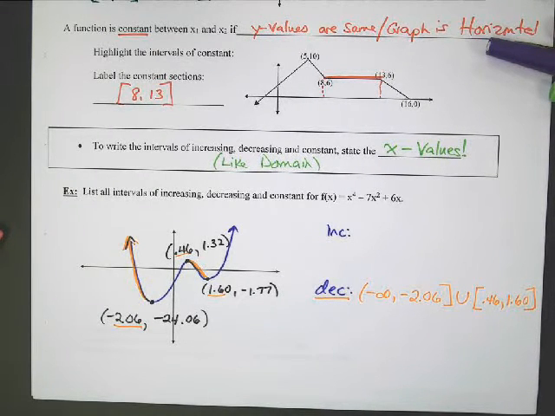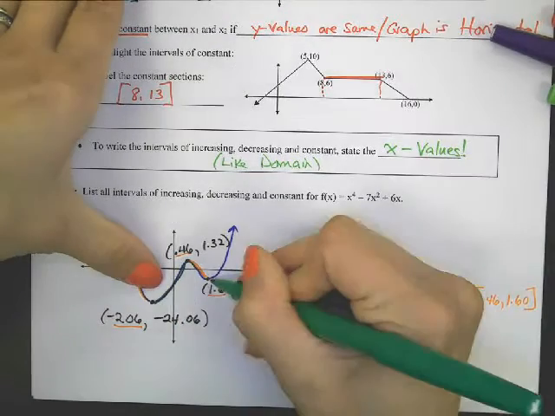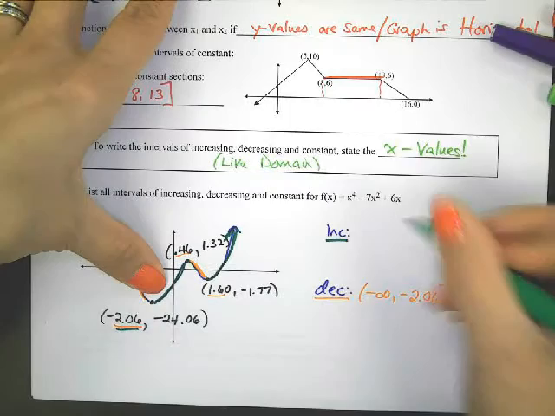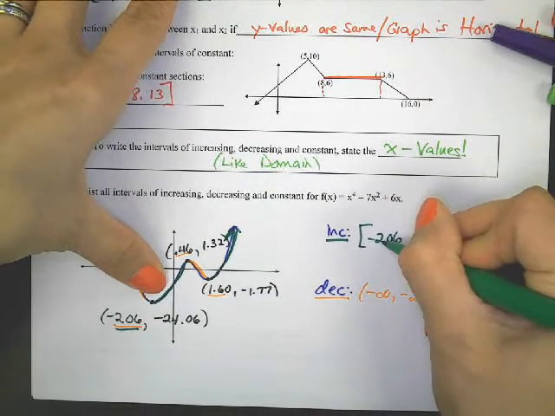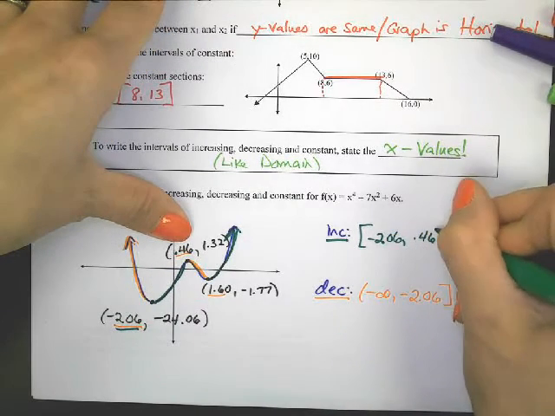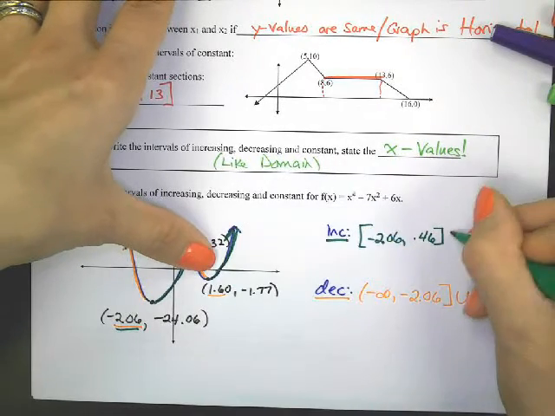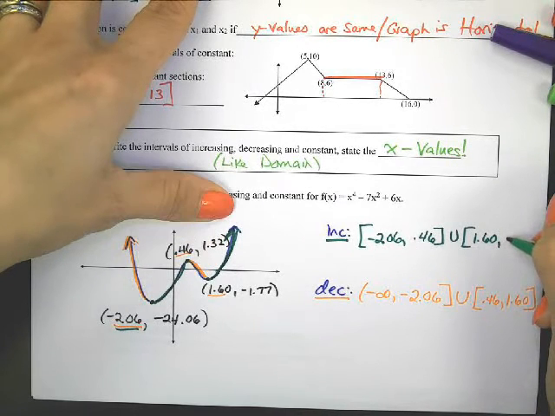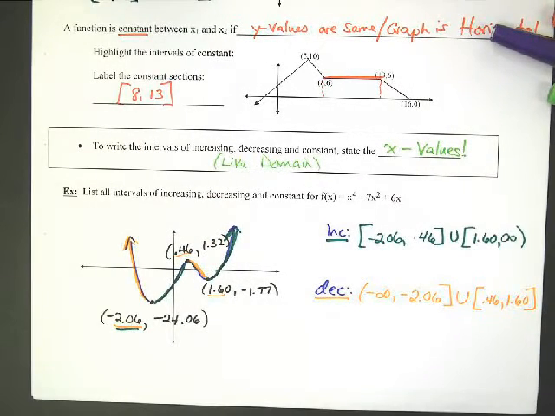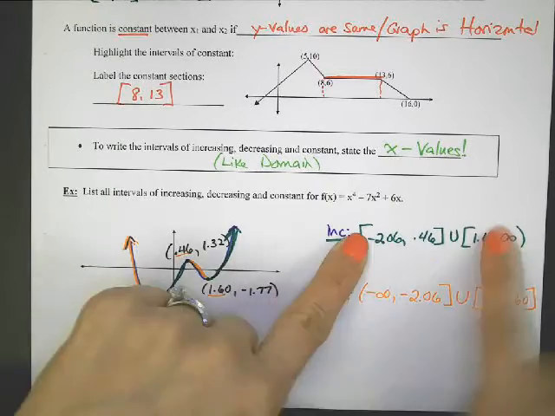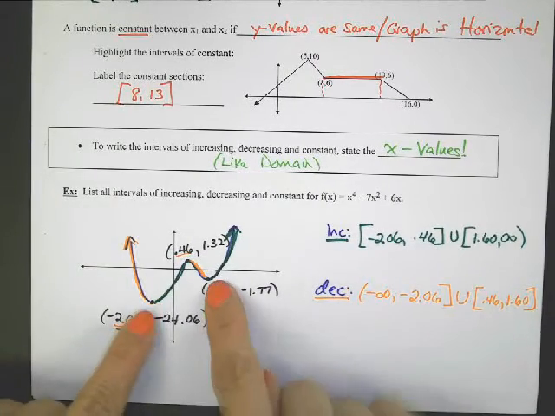Okay, were there any increasings? Yep, there was a couple of increasings. From here to here, I'm going to highlight them in green. And then here. So there's two increasing sections starting at x value again, negative 2.06, all the way up to 0.46 brackets. And then here's another union. Here's another piece, brackets 1.60, all the way up to infinity. As long as you remember to use x values, you'll be okay. And put brackets so we don't make any holes. This is a continuous piece. I want to make sure I have all those points. If you put parentheses, parentheses, then we'd be losing those.